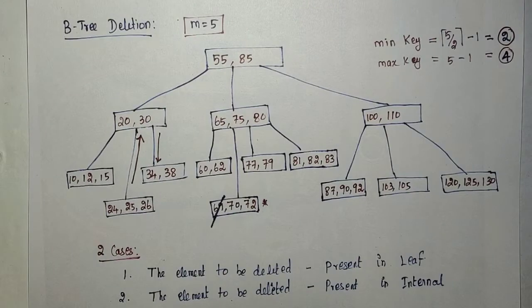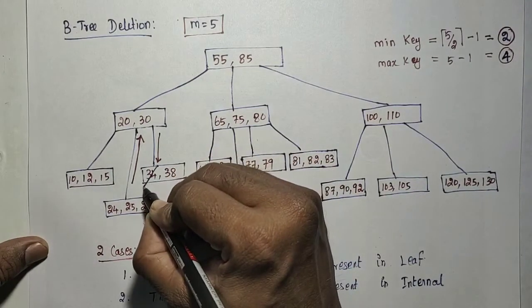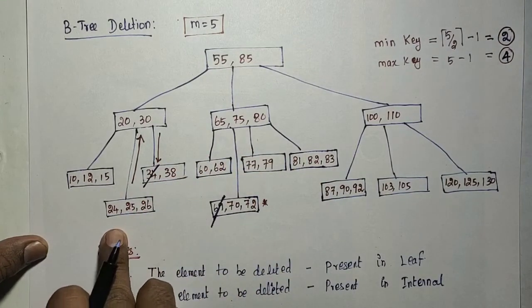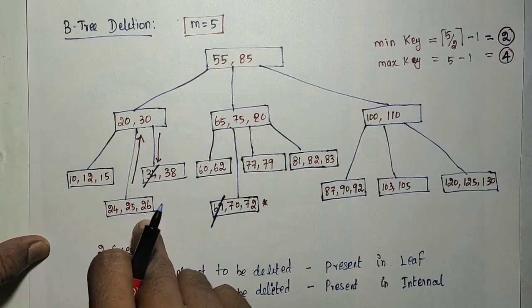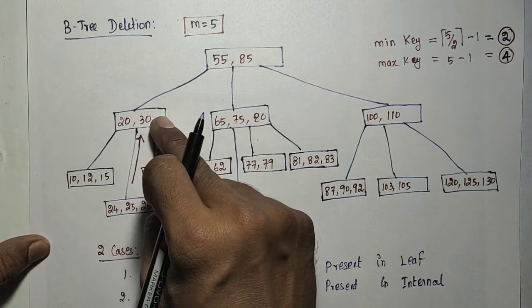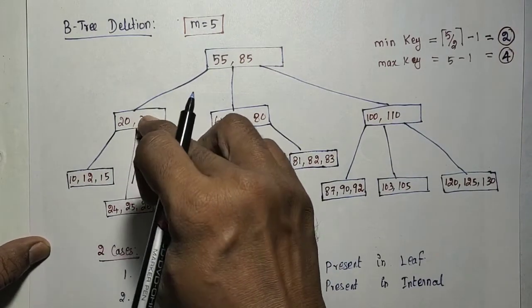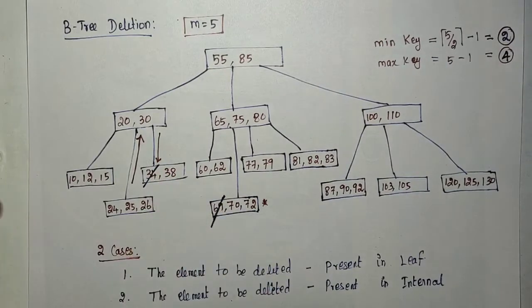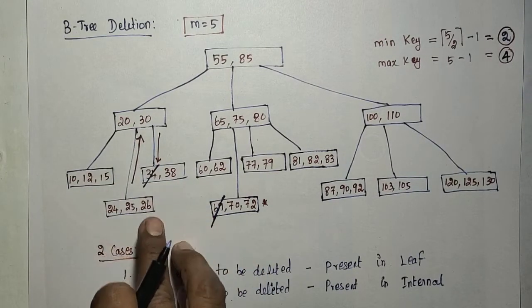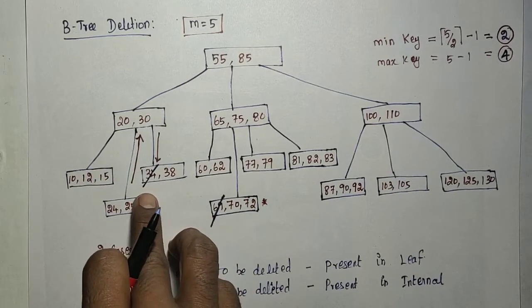Here 26 is moved up. So after deleting that 34, it goes underflow, so we are asking the left sibling. The left sibling has more than the minimum number of keys, so it can give. It will give one element to the parent, and the parent will give that one element to this node. So that 30 will come down and 26 will get moved.